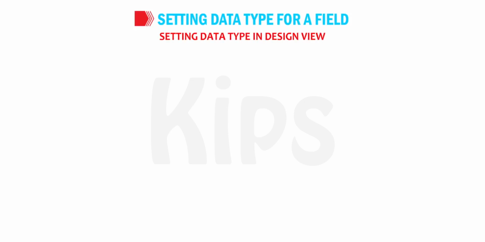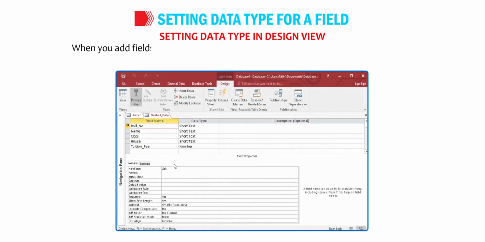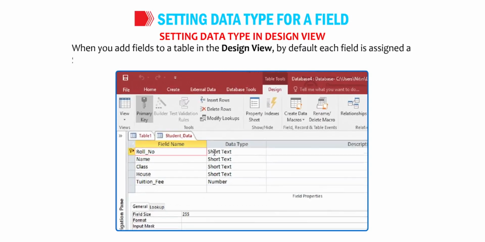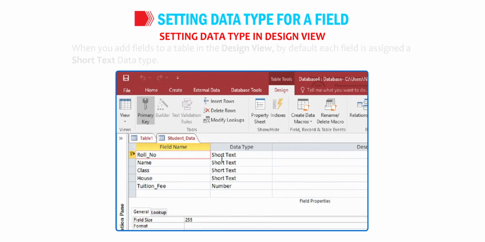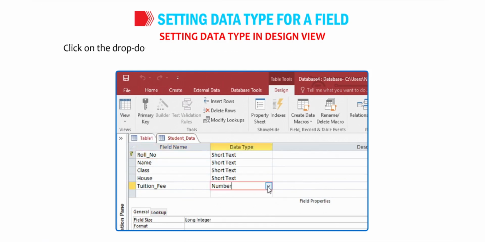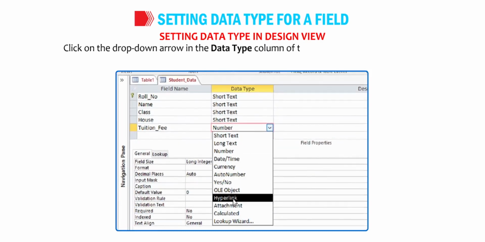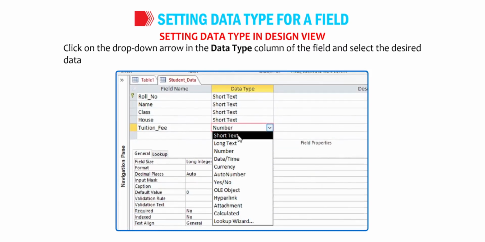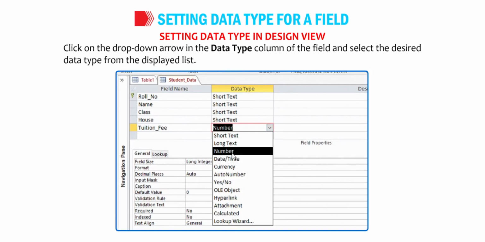Setting data type in design view. When you add fields to a table in the design view, by default each field is assigned a short text data type. To change or define a specific data type for a field, click on the drop-down arrow in the data type column of the field and select the desired data type from the displayed list.